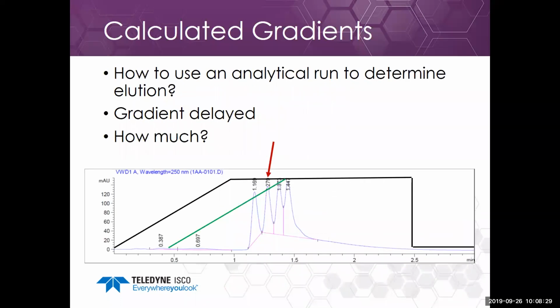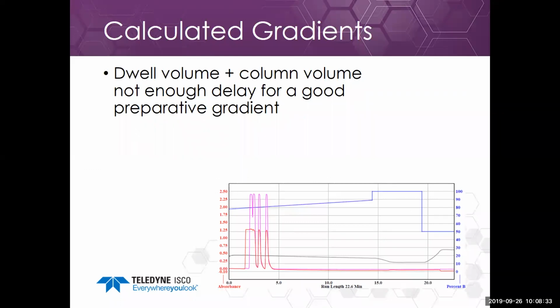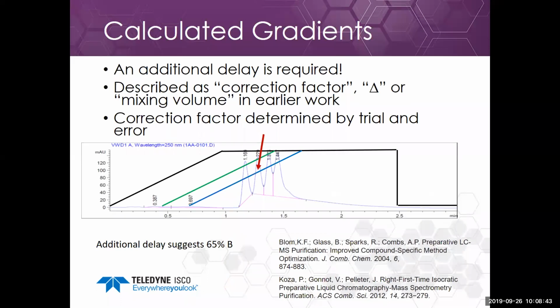we find out that the peak comes out pretty early. And if we go back over here, we're interested in the second peak. You can see a little bit of separation, but not very much. That means that the solvent is still too strong, so we need an additional delay in the gradient, as shown by this blue line over here. And it's described as a correction factor.